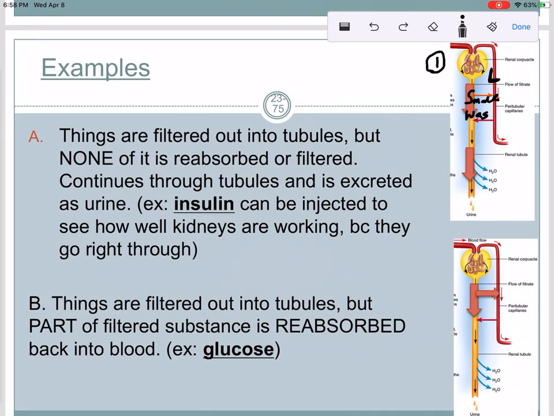But other times, that small product is actually something that we can use. It's good. So if that small product is something good, we actually have to reabsorb it. So there's different scenarios, and I give you some examples of these.